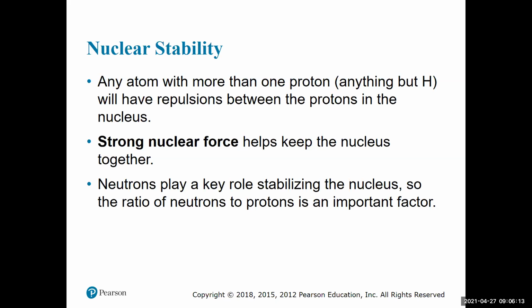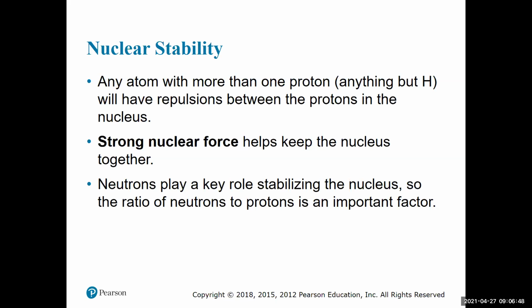Okay, let's talk about nuclear stability a little bit, because we said we have all this stuff happening, and that's why we're balancing the equations. And so any atom that has more than one proton, so the only thing that has one proton is hydrogen, right? So anything besides hydrogen, you have repulsions between the protons in the nucleus. And that kind of makes sense. You know, we always said like charges kind of repulse, opposite charges attract. We've been saying that all year. So that kind of makes sense.